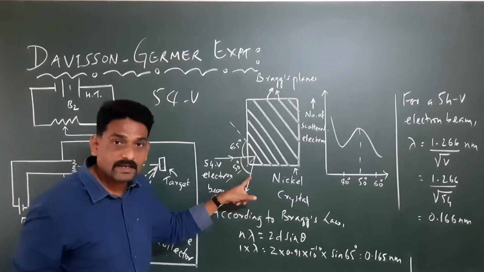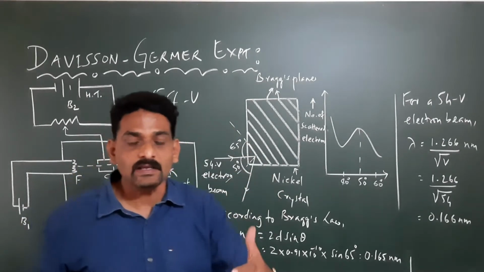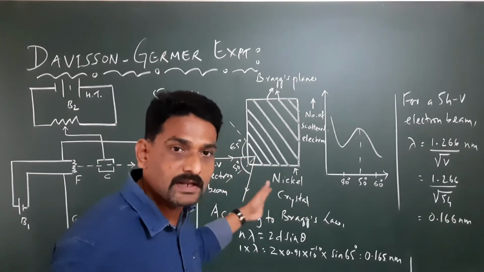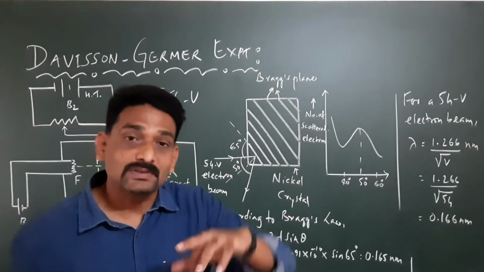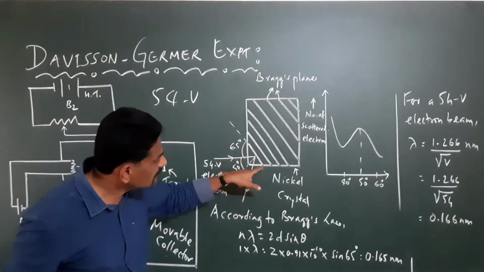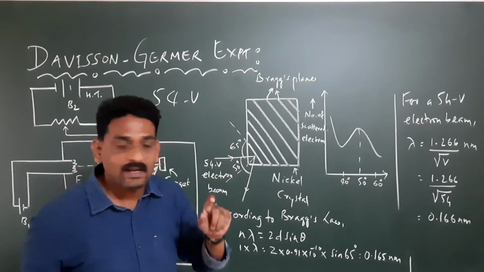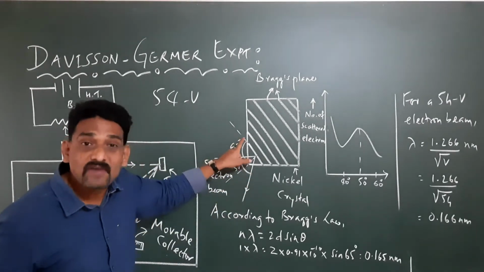So if this is 50 degrees, what is remaining out of 180 degrees? If you subtract 50 degrees, 130 is left. That 130 degrees has to be divided into 2. So this is 65 degrees, and this is also 65 degrees. This angle is what is known as Bragg's angle, which is of the order of 65 degrees.